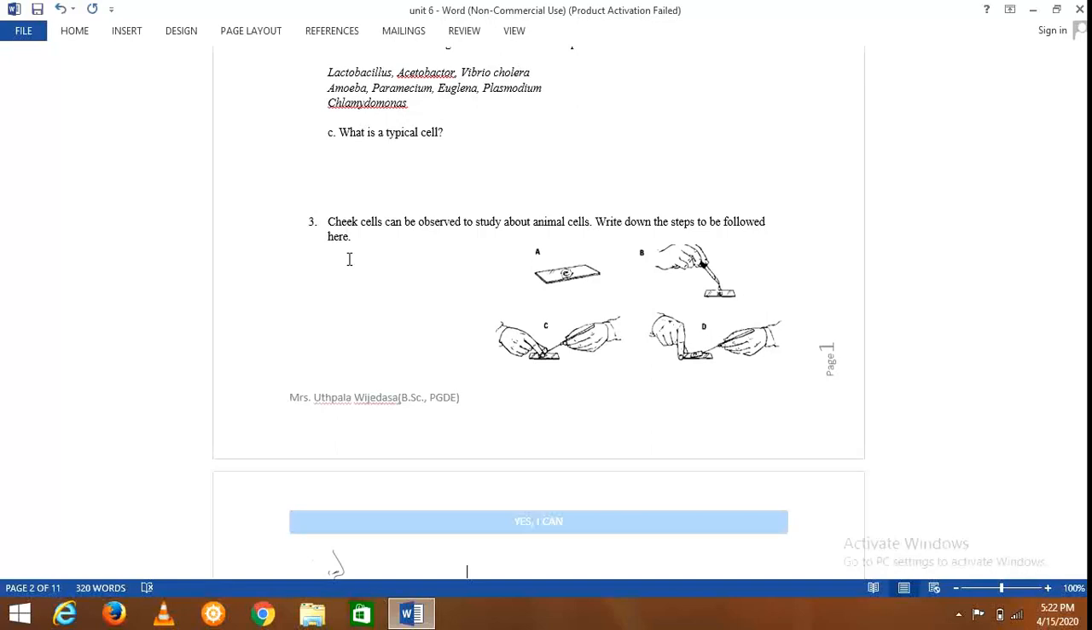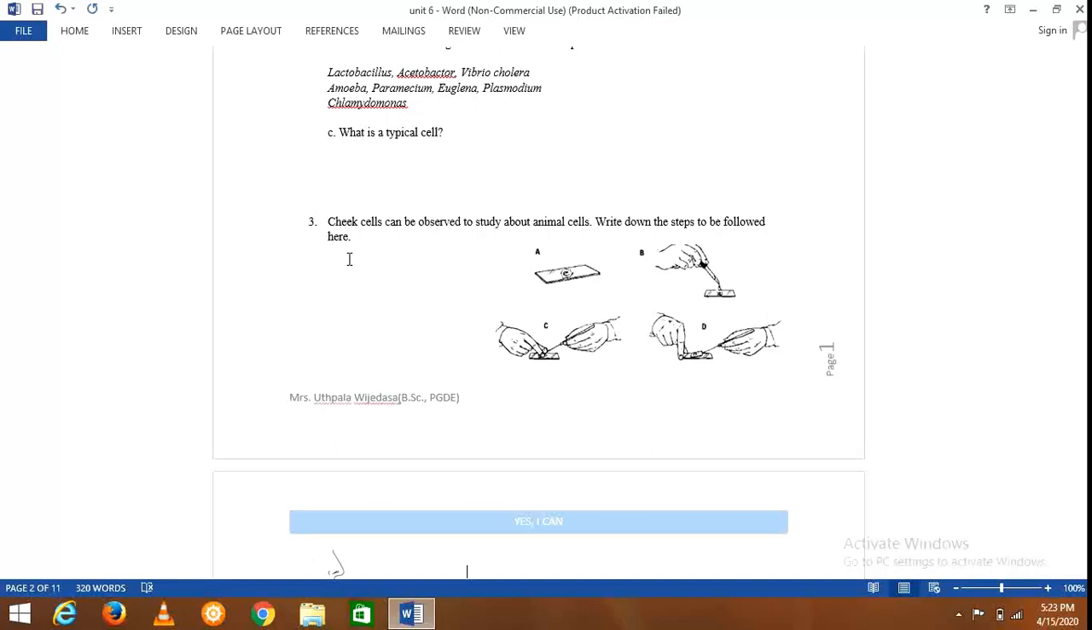Instead of water, you can use glycerin as well. The purpose of using water or glycerin is to avoid the cells drying off. You have to transfer the specimen, that means the cheek cell sample that you have taken, onto the slide on which there is a drop of water. Then you have to cover the specimen using a cover slip. There you have to be careful not to allow any air bubbles. Then you can observe this under the compound light microscope.